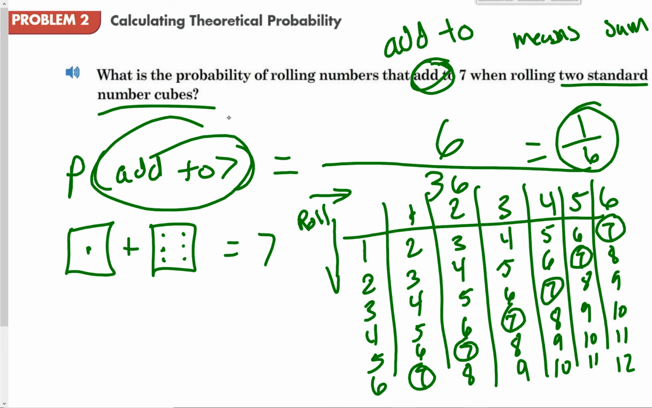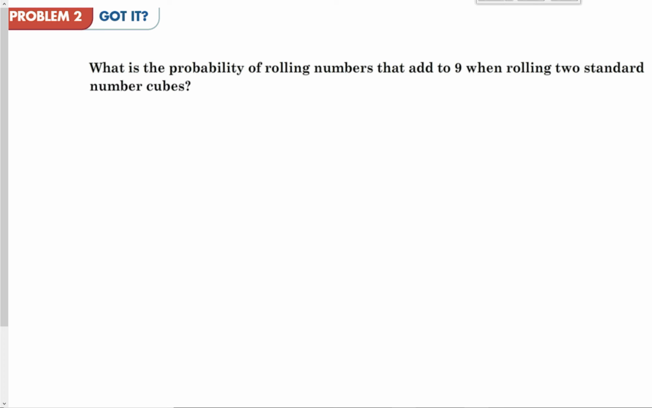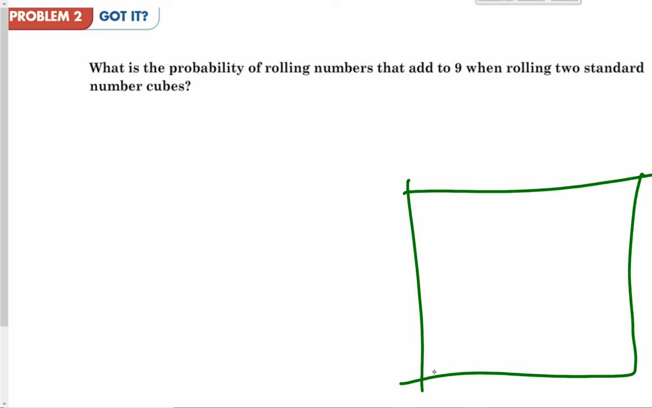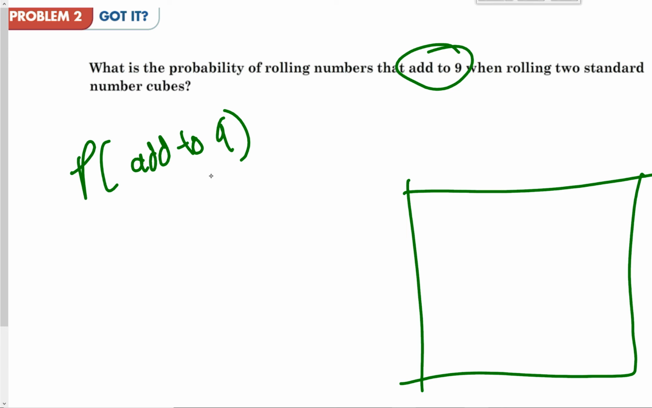There you go. Here's an example for you to do. You can use that same chart that I did, but you want to add up to 9. So what's the probability of adding to 9 with 2 standard cubes?